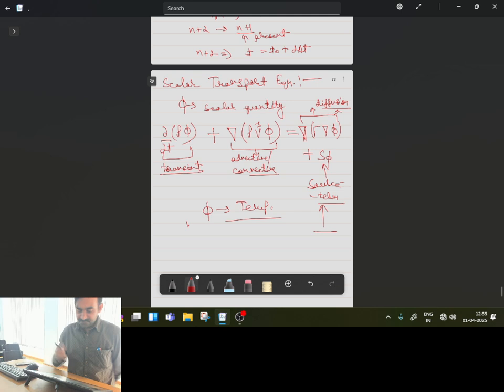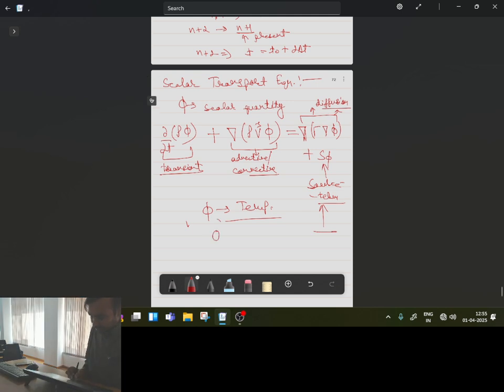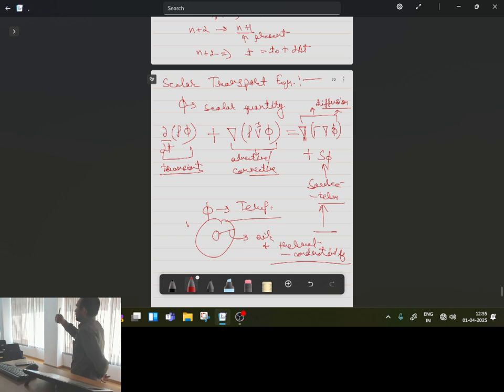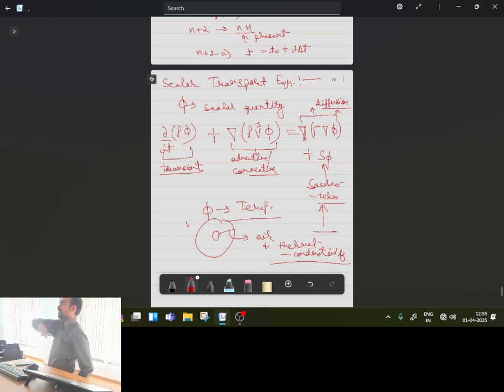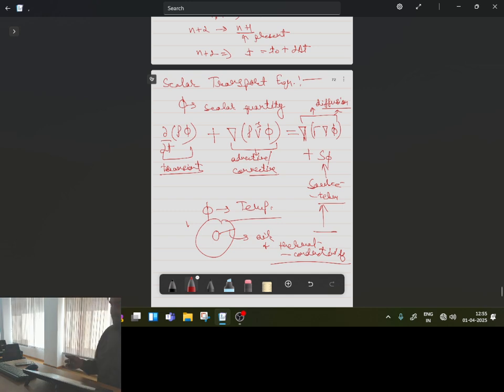For example, in this case, fire and yourself, you have air, and air is having some thermal conductivity. So because of the thermal conductivity of the air, some temperature will be moving. Okay, but this thermal conductivity has a uniform value in all directions, because of which this temperature is spreading uniformly in all directions. So that is my diffusion term.